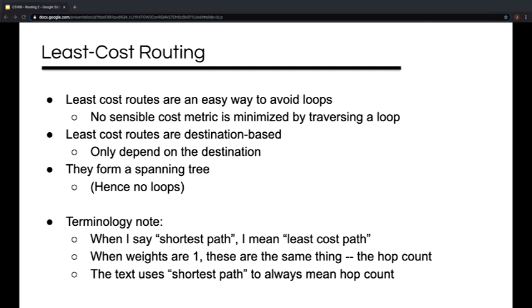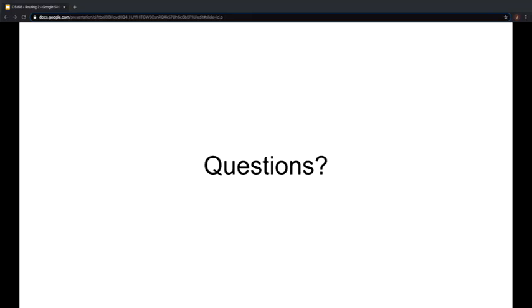So a terminology note here. When I say shortest path, I mean least cost path. When the weights are 1, these are the same thing. They're just a hop count. But the text uses shortest path specifically to mean based on the hop count, and it uses least cost path when it's talking about edge weights. I think this is actually kind of unusual, but that's what the text does. Any questions on least cost routing?